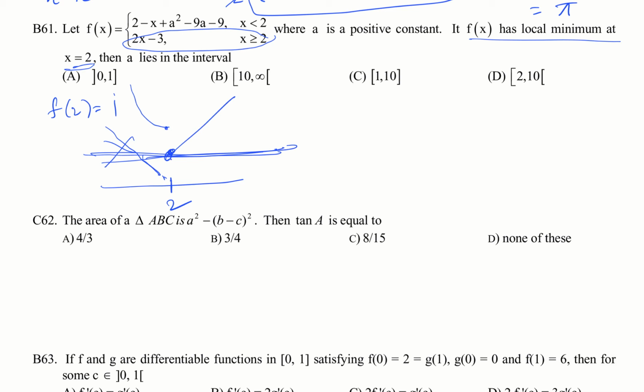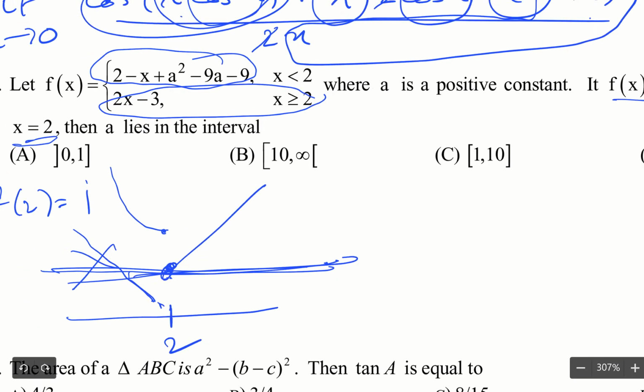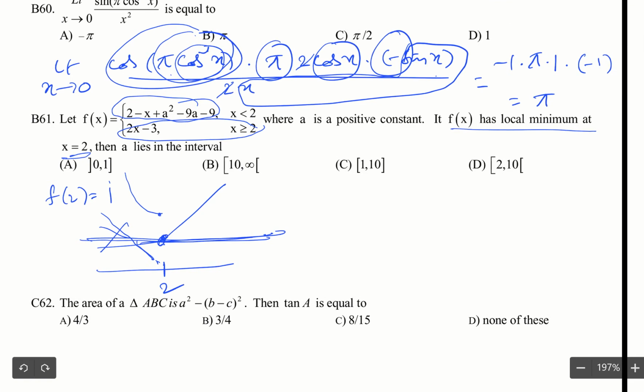So left side, you can see that the function is again a straight line. Slope is -1. It is degree 1. We know that it is a straight line of degree 1, and the coefficient of x is -1. It is y equal to mx plus c form. And therefore you can see that it is a decreasing function. It decreases. So actually we want it to come like that.